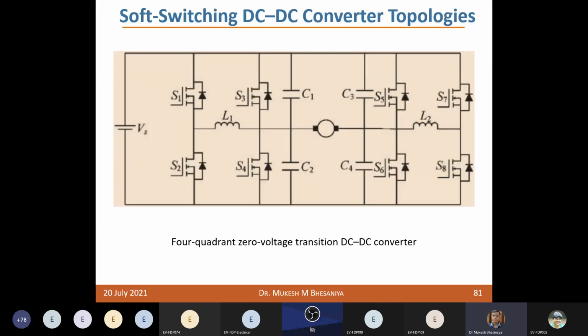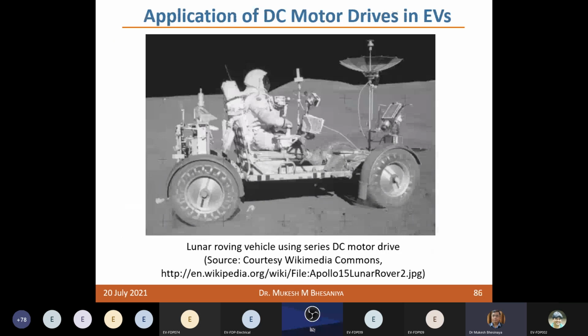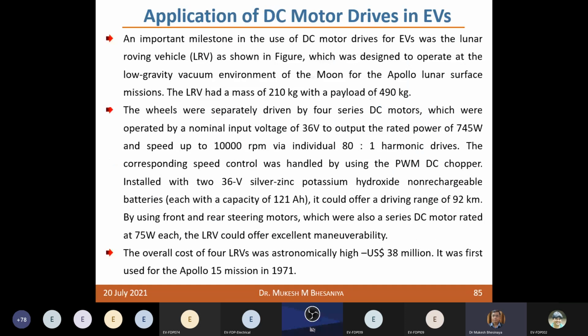Another aspect is soft switching, as I already explained earlier, you can also go into this. Some applications have included a lunar roving vehicle using a DC motor. These are some of the details related to this mission, the Apollo lunar surface mission, where in a vehicle they have used this DC motor.